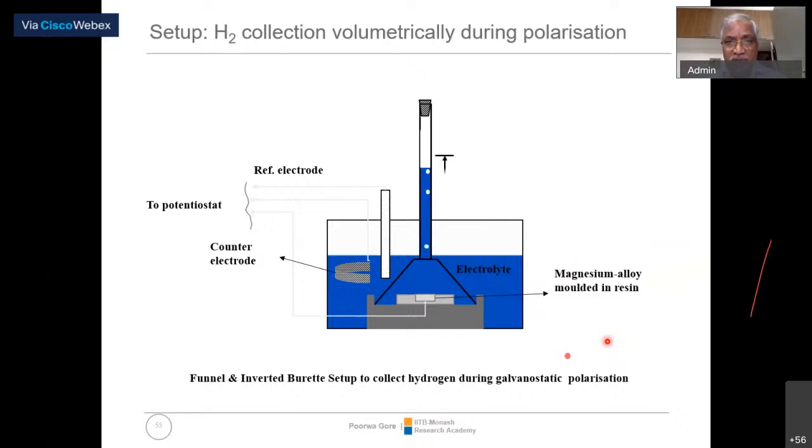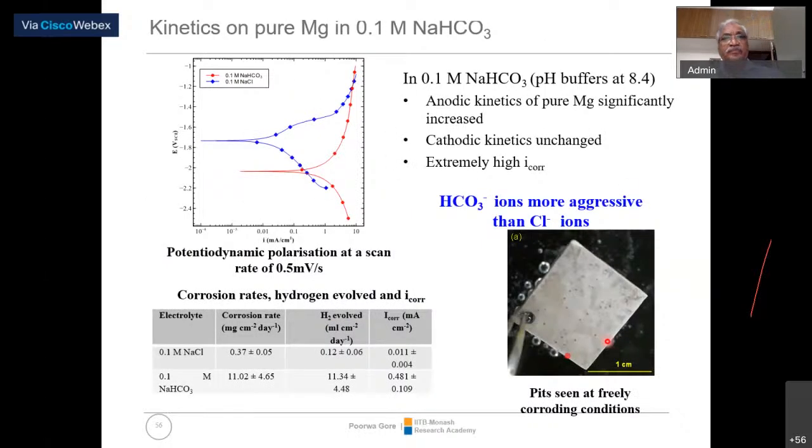So when hydrogen starts liberating, you start measuring it. Now what we did was a very interesting experiment. Just look at it. Now, the effect of polarizing the sample anodically, more hydrogen starts evolving, that is known. But it is known only in chloride environment or some other environment. But if you take the magnesium alloy and dip it in sodium chloride solution, there's pitting. So when there's pitting, it means there's a passivation.